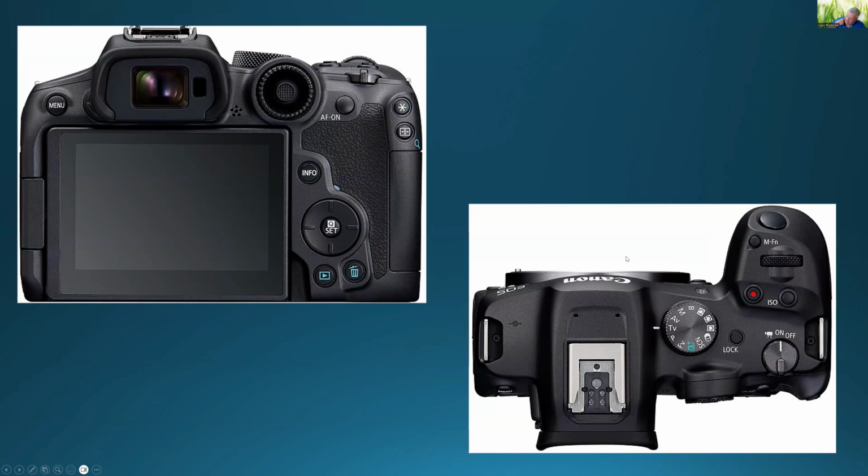Canon, they don't use the same lingo as other people. So for their dial, they have P, which is program mode. Instead of having A for aperture, it's AV, which is, I think, aperture value, and TV for time value. So they don't call it shutter, it's time value. And then M for manual.